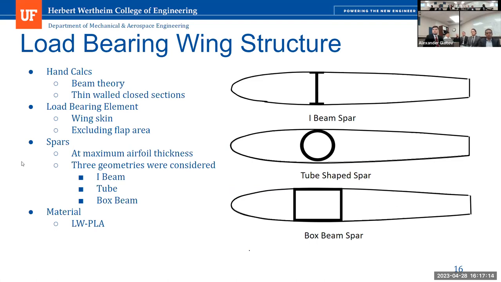The spar was figured to be 3D printed along with the rest of the wing for ease of manufacture. A MATLAB code was programmed to automatically calculate the moment of inertia and shear flow at each spanwise location to analyze the stresses along the wing.